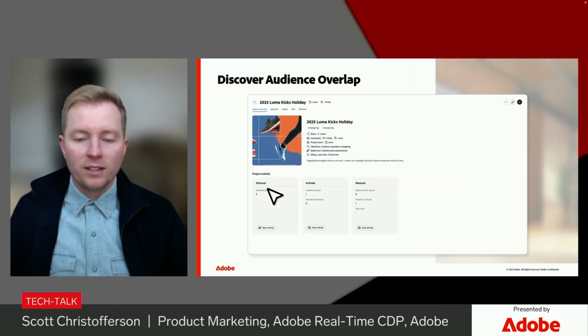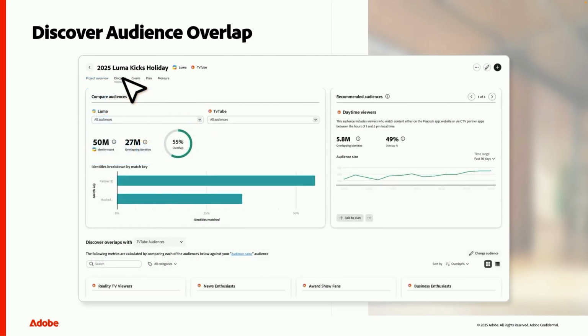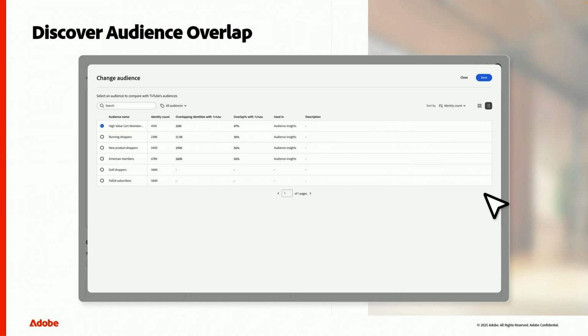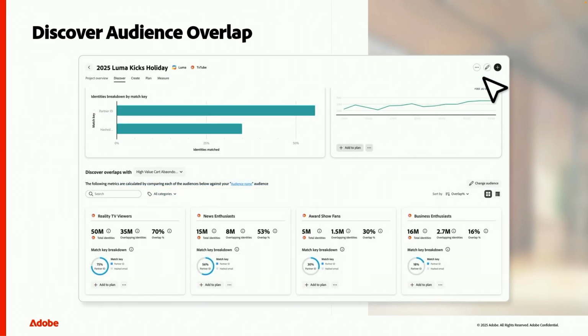Thanks to Adobe's innovative architecture, I can overlap this audience with TVTube's audiences instantly for audience insights. In data clean rooms and other collaboration applications, this would normally take days, but here I didn't have to ship my data to TVTube, wait for engineers to execute SQL queries, and then give me these insights. I can see these overlap reports showing high overlap between my high-value cart abandoners and TVTube reality TV viewers. I'm going to re-engage this audience while they're streaming shows on the TVTube app.